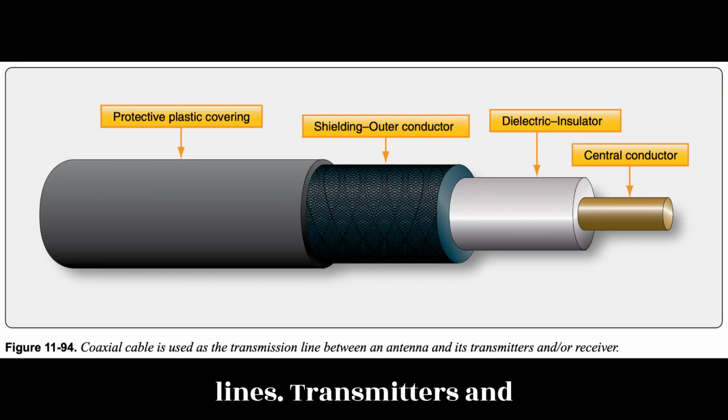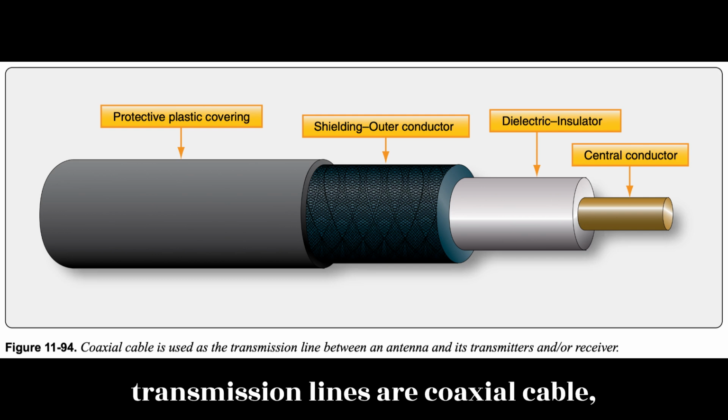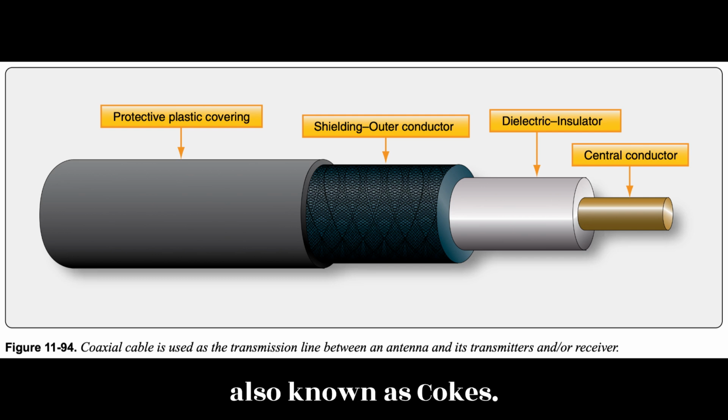Transmission lines. Transmitters and receivers must be connected to their antennas via conductive wire. These transmission lines are coaxial cable, also known as coax. End of page 11-39.